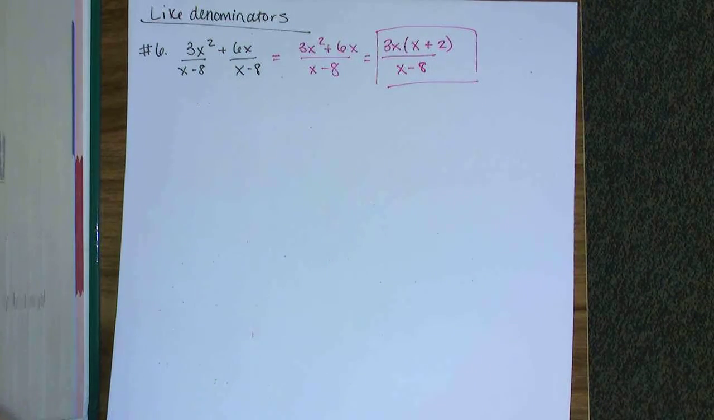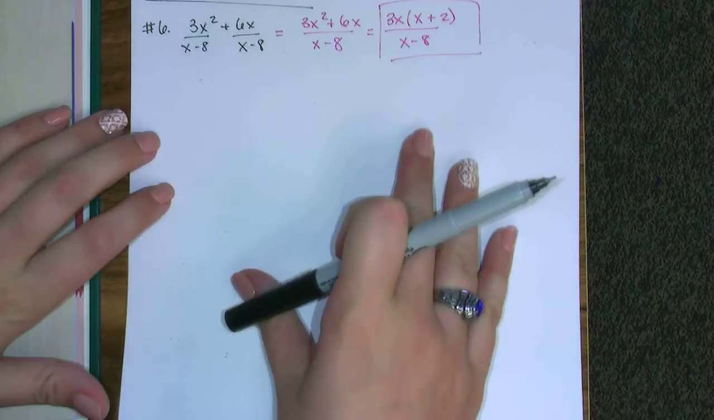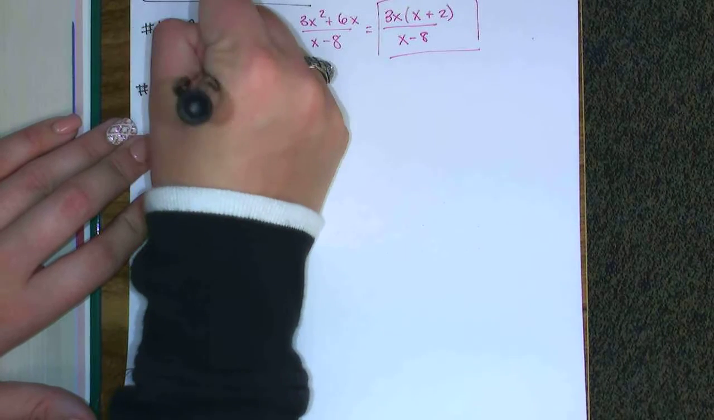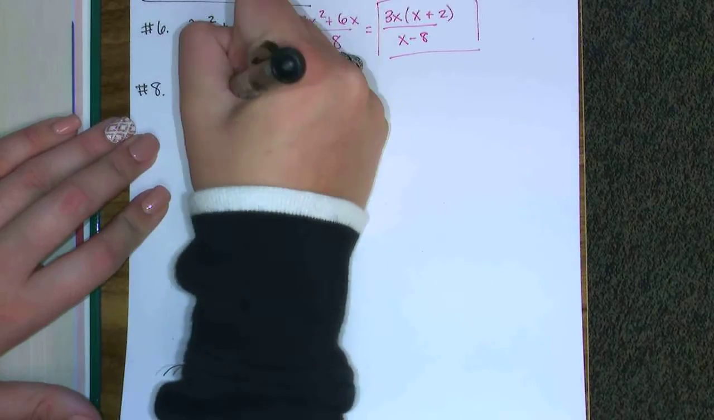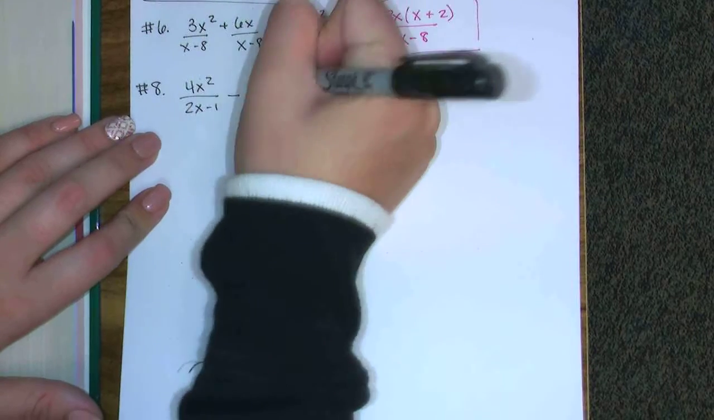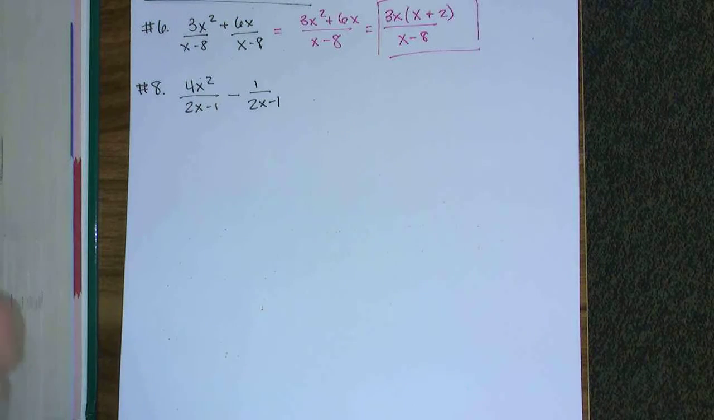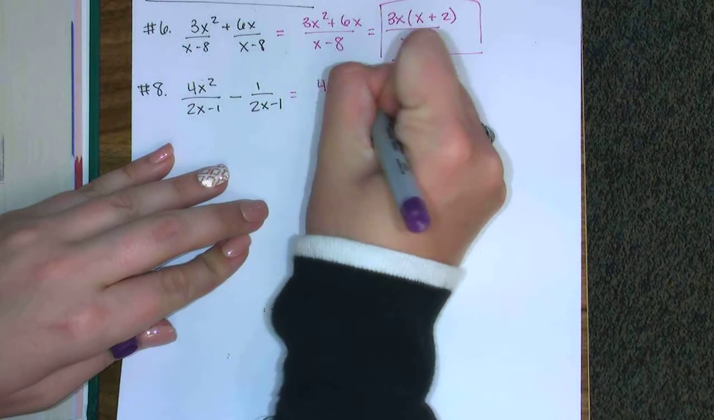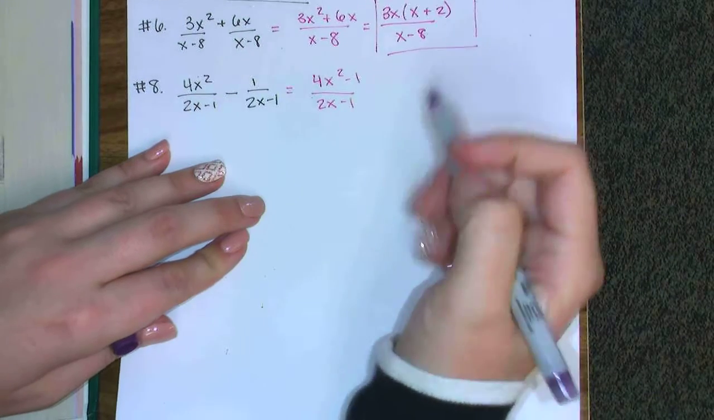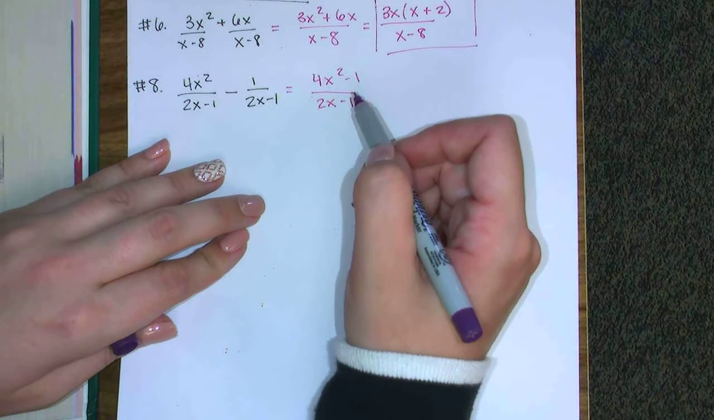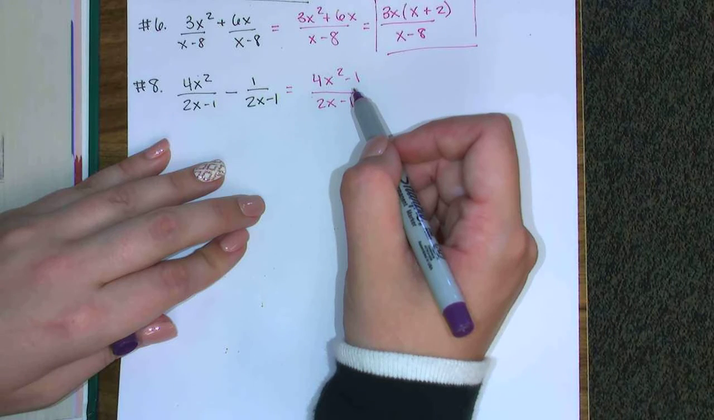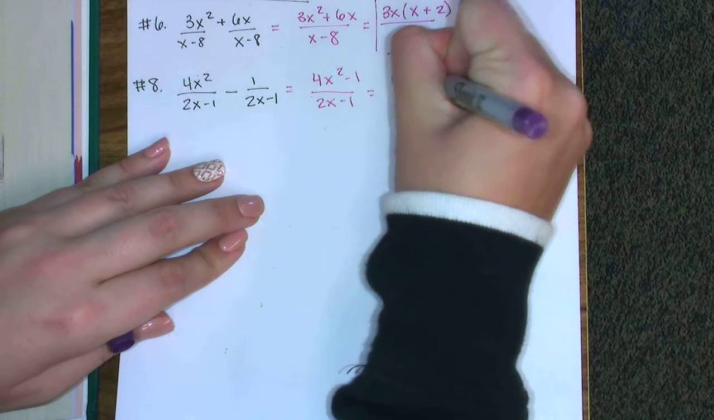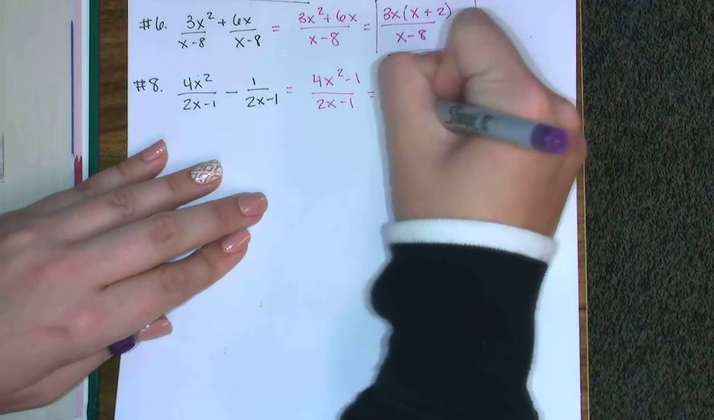And then let's do one more of this, number 8, just because this one's written a little different. 4x squared over 2x minus 1 minus 1 over 2x minus 1. So I combine the top, so this is 4x squared minus 1 over 2x minus 1. But we can factor the top. It ends up being a difference of squares, so it's going to be 2x plus 1, 2x minus 1, all over 2x minus 1.